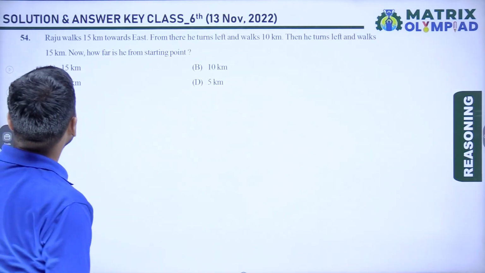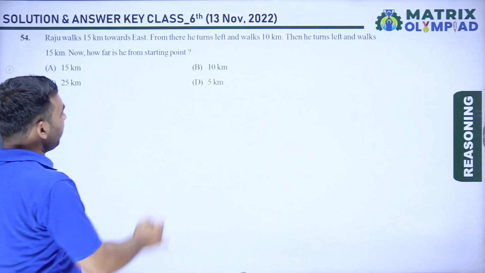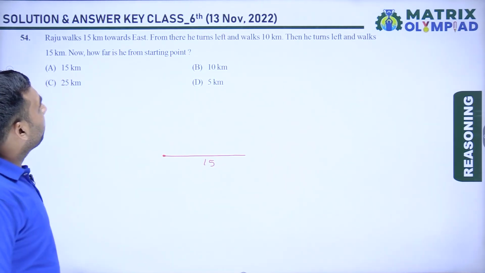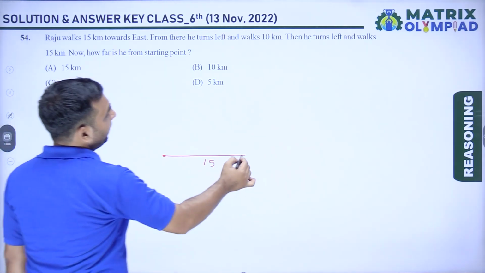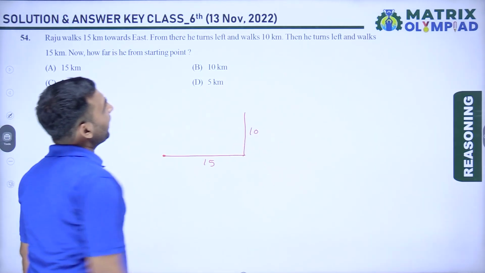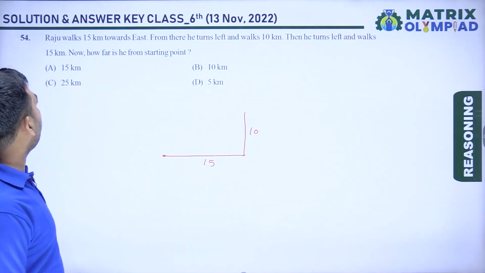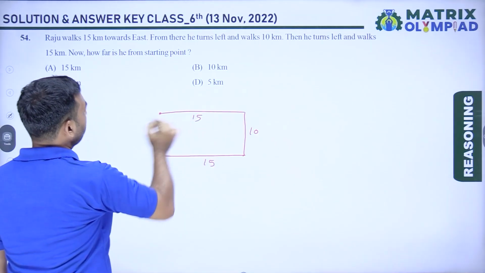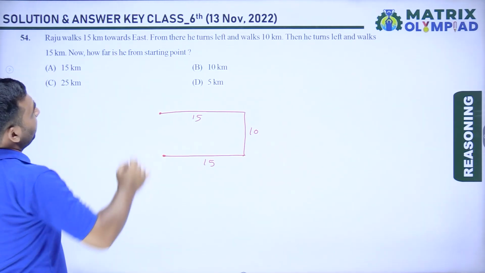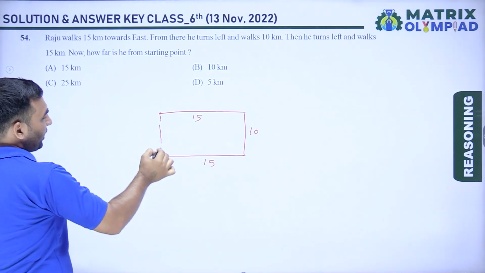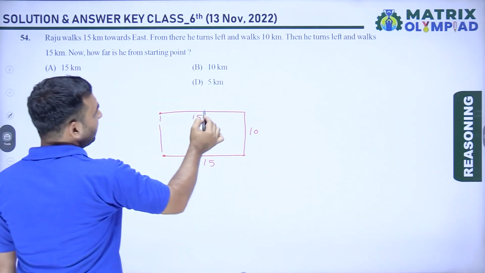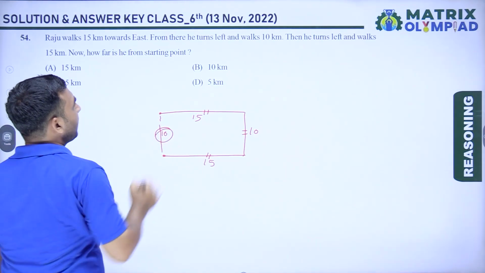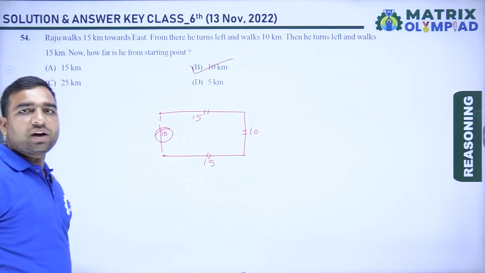Next question is Raju walks 15 km towards east. From there, he turns left and walks 10 km. Then he turns left and walks 15 km. How far is he from the starting point? This is the distance between starting and ending point. If this distance is 15, this is also 15, this is 10, this is also 10. Our answer is 10 km. Option B is the correct answer.